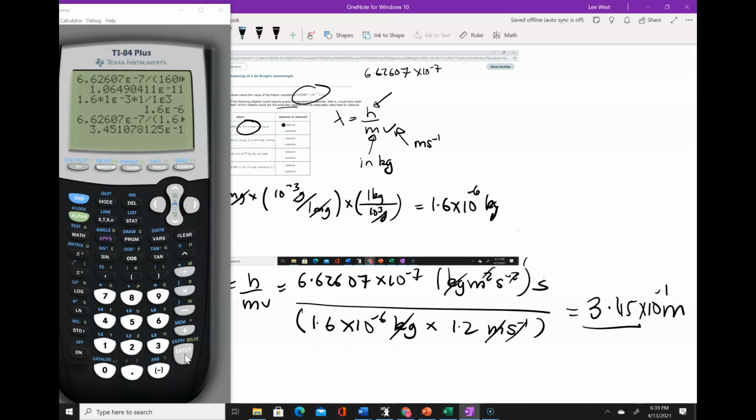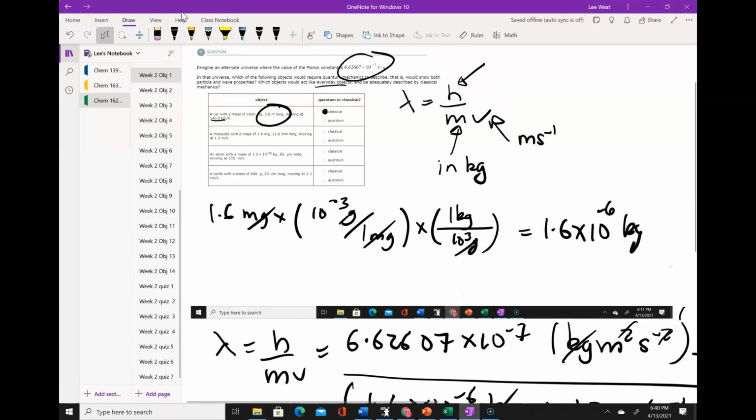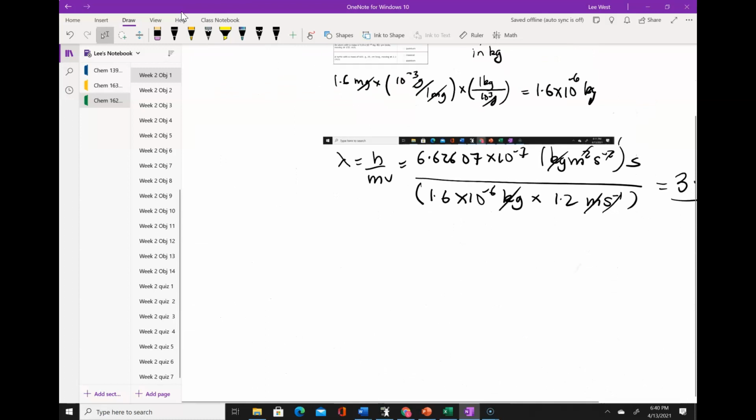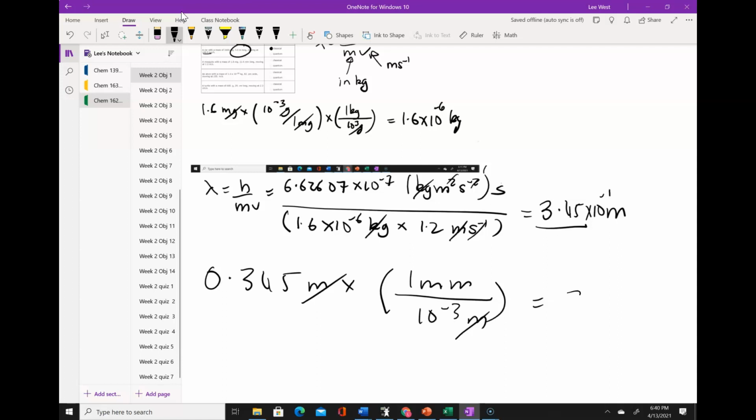3.45 by 10 to the minus 1 meters. Now we're not done, because we've got to turn that into millimeters to compare it to the length of the mosquito that was given. So we've got 0.345 meters, and I know that in 1 millimeter there are 10 to the minus 3 meters. So what does that mean? That this 0.345 meters is 345 millimeters.